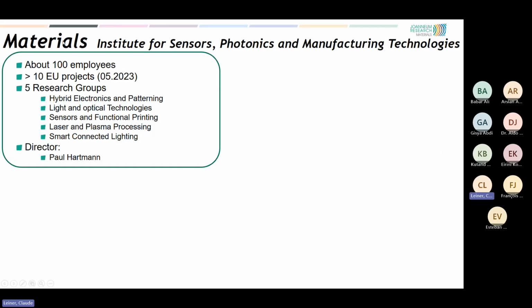And now I'm going to one of these 7 departments. This is the Materials Institute, the Institute for Sensor, Photonics, and Manufacturing Technologies. The institute has about 100 employees, and we have many different projects, even EU projects. We have a focus on 5 different research groups. This is the hybrid electronics and patterning, light and optical technologies.